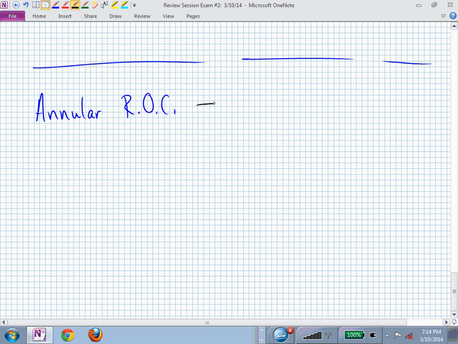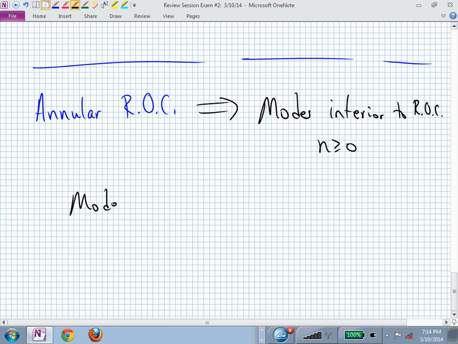With the annular region of convergence, modes interior to the region of convergence are n greater than or equal to 0. Modes exterior to the region of convergence are associated with n less than 0.